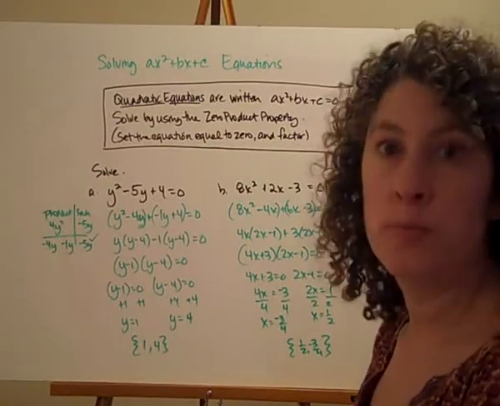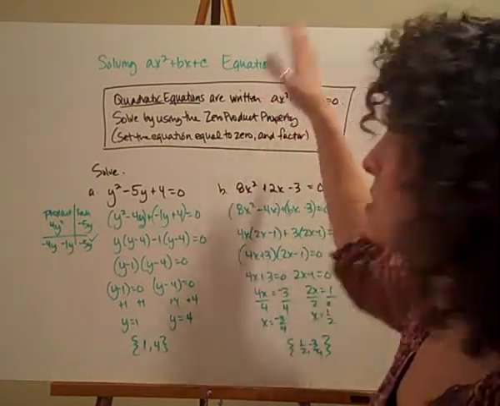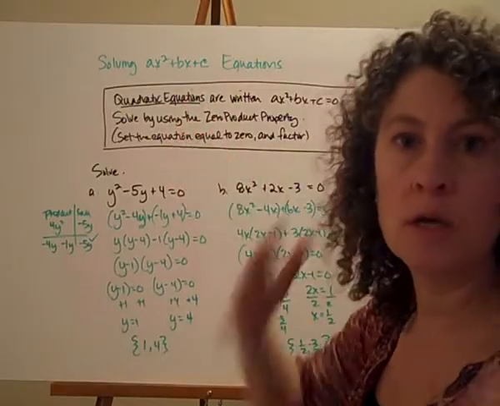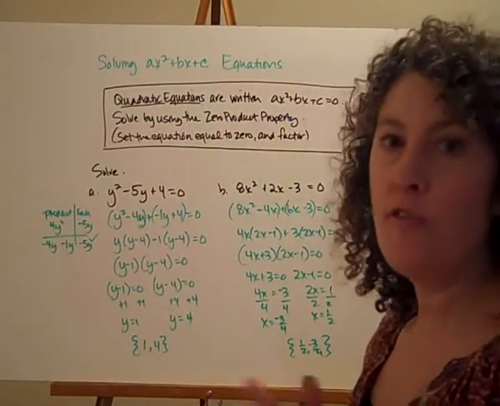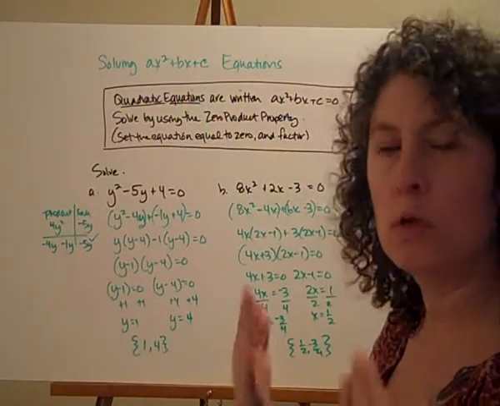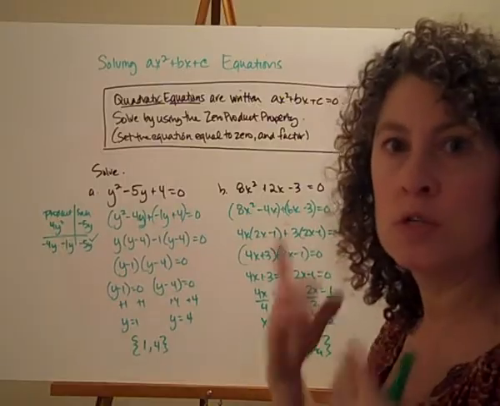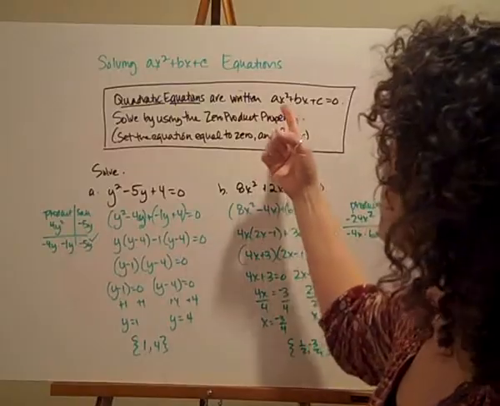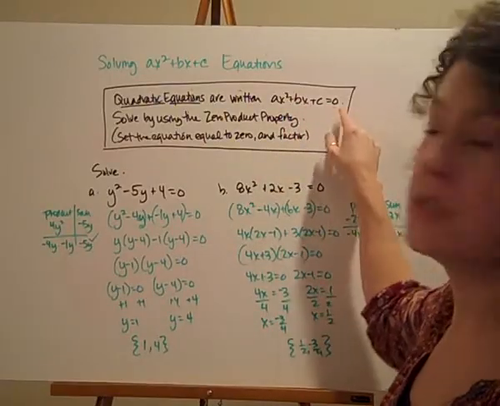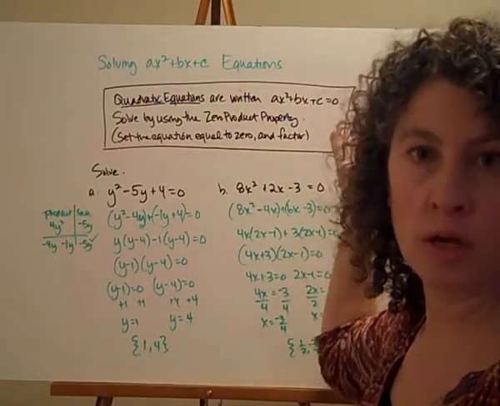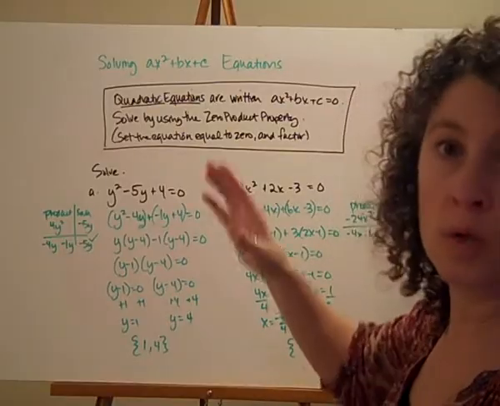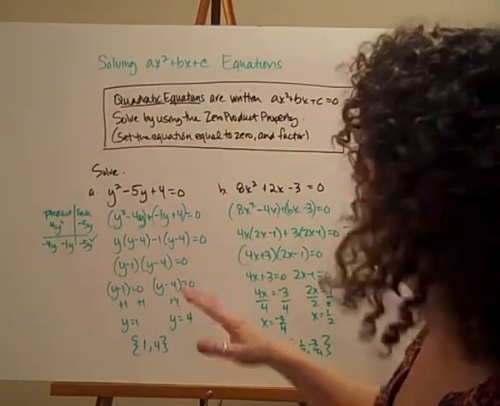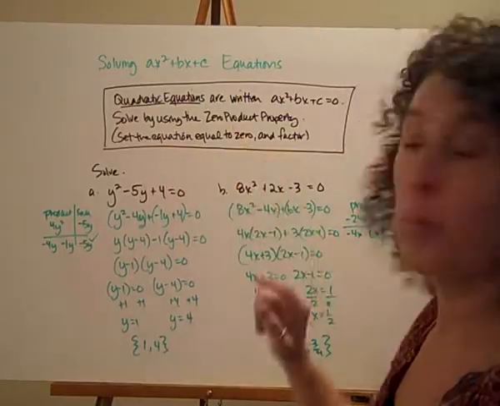Solving ax squared plus bx plus c equations. So again, our goal in factoring is to help us solve equations of forms that we're not really used to. We're used to solving multi-step equations with one solution. So quadratic equations are written ax squared plus bx plus c equals 0. Remember that when solving equations by factoring before, we got the equation equal to 0 on one side. We're going to solve that by using the zero product property.